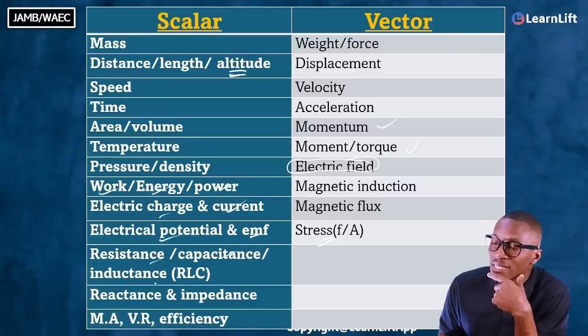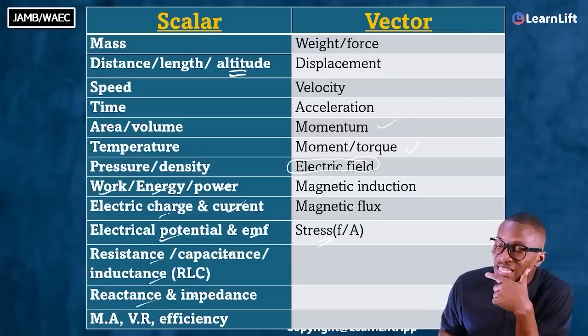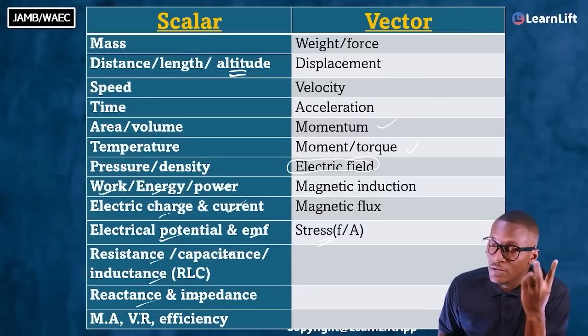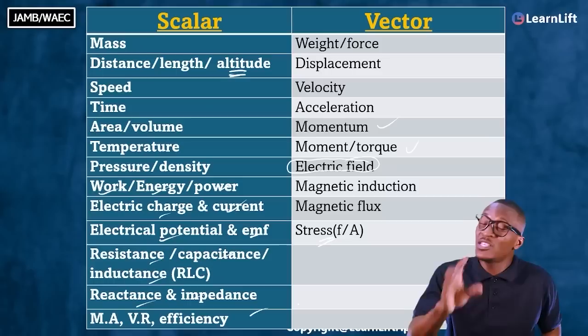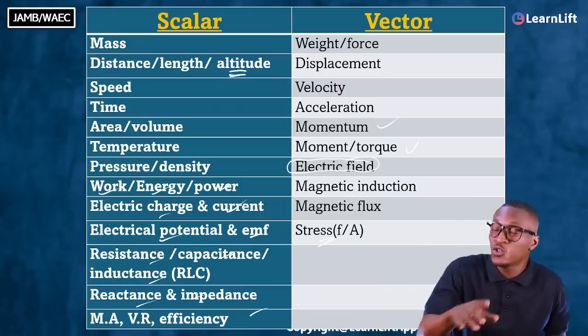Your resistance, your capacitance, your inductors are scalar. Reactance and impedance are scalar. Your mechanical advantage, velocity ratio, and efficiency, they are all scalar. Please, I told you there are 15 questions I've dropped in the note. You should also practice them in the CBT.